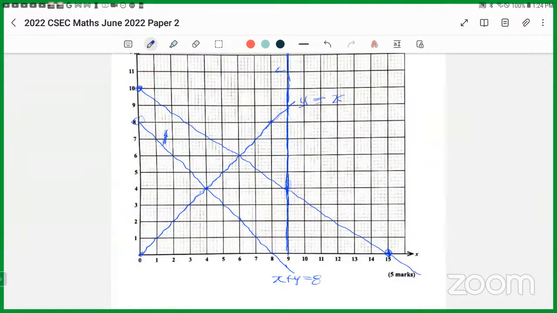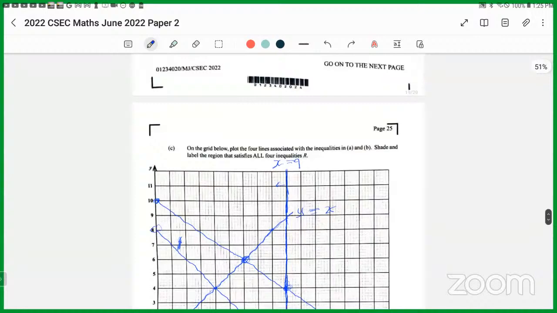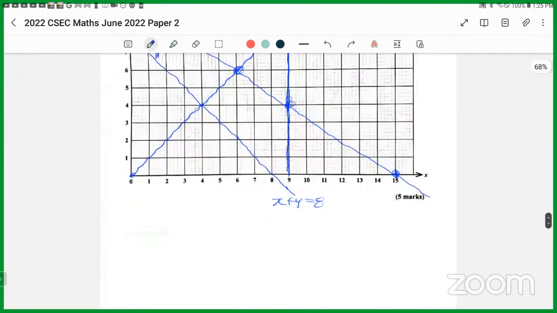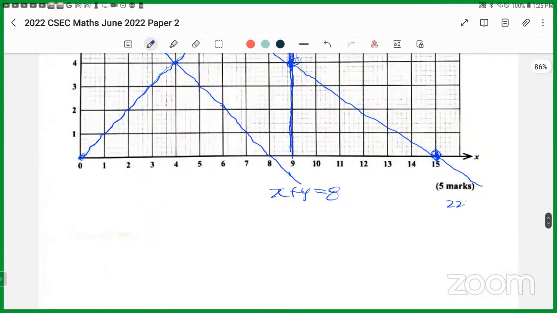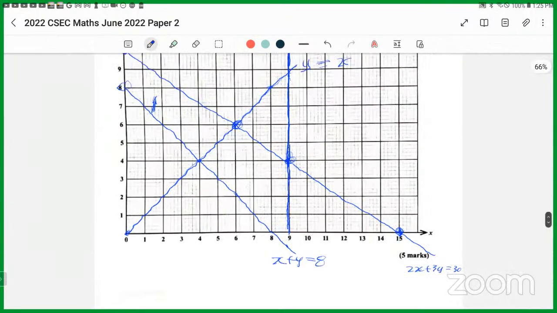So let me test this point here. This point is 6, 6. And this point is 9, 4. Let me see if these 2 points are on this line, because I can't draw it with a ruler. I'm just trying to check if they are actually on this line, which was, what is it again? 2x plus 3y equals 30.